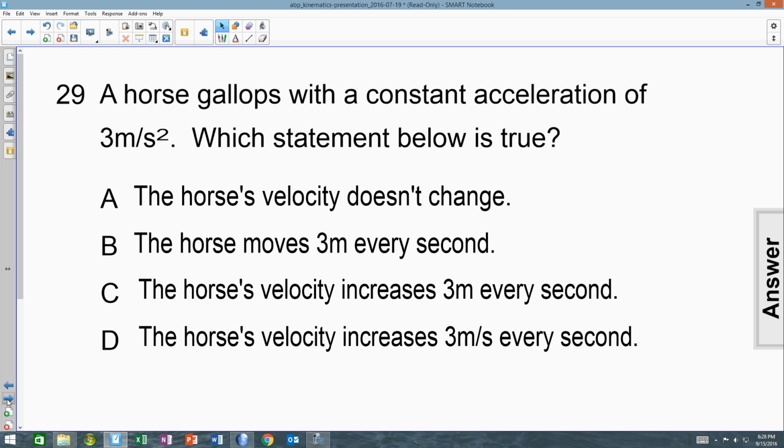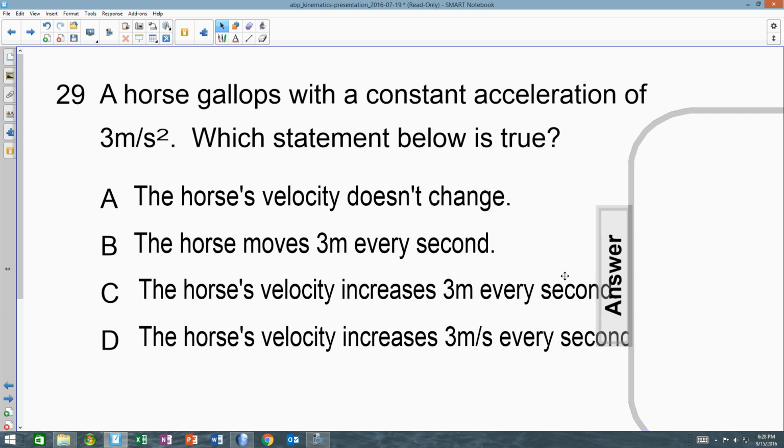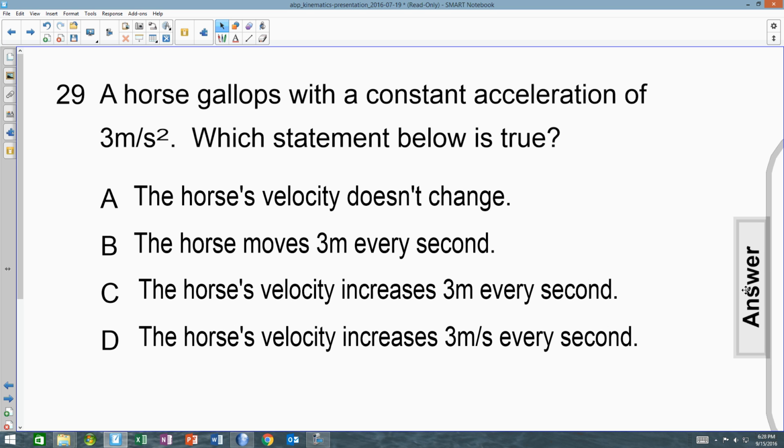A horse gallops with a constant acceleration of 3 meters per second squared. Which statement is true? The correct answer is D. The horse's velocity increases 3 meters per second every second. And that's what it means by acceleration. The rate of change here is 3. That's a positive rate of change. That means it's increasing. Is it increasing 3 meters every second? No, that would be increasing the displacement, not the velocity.